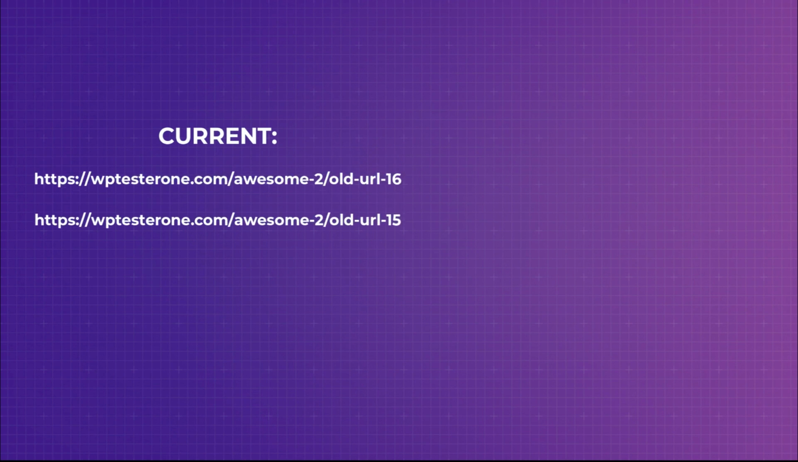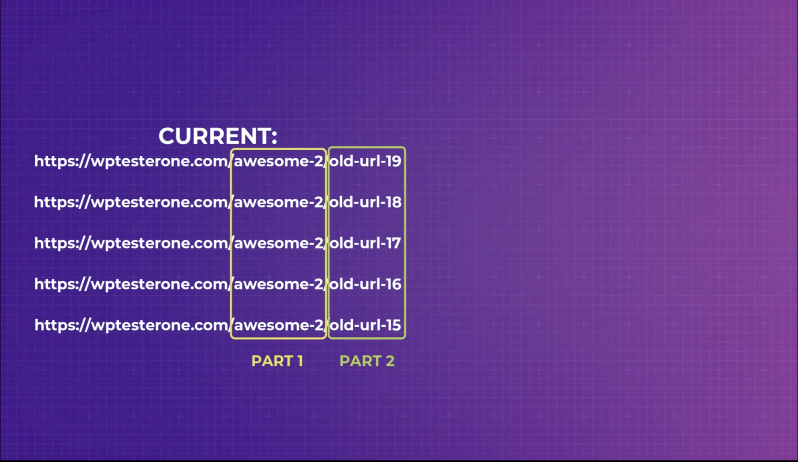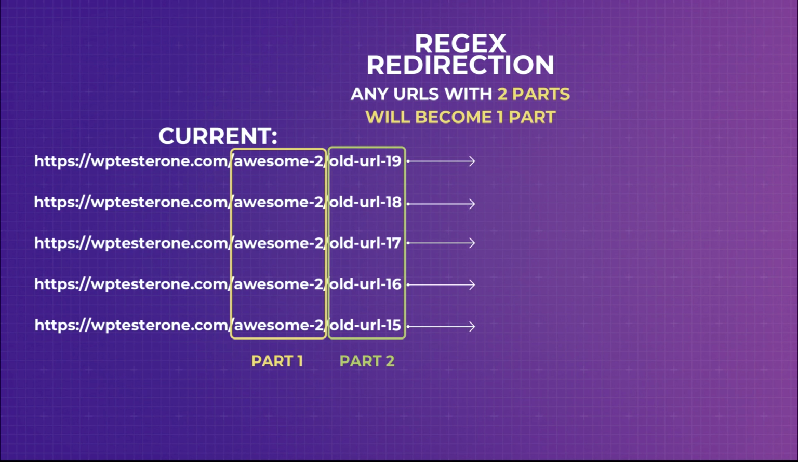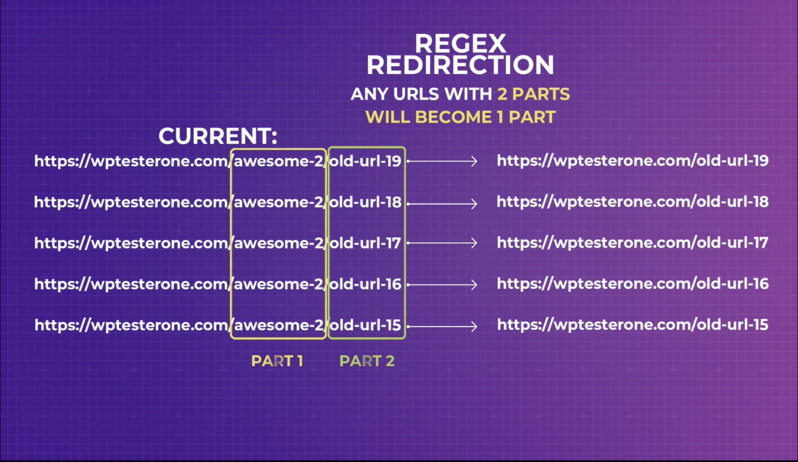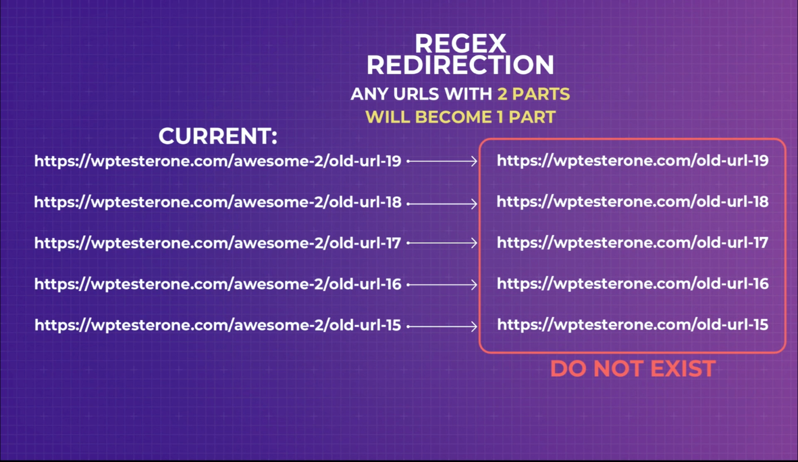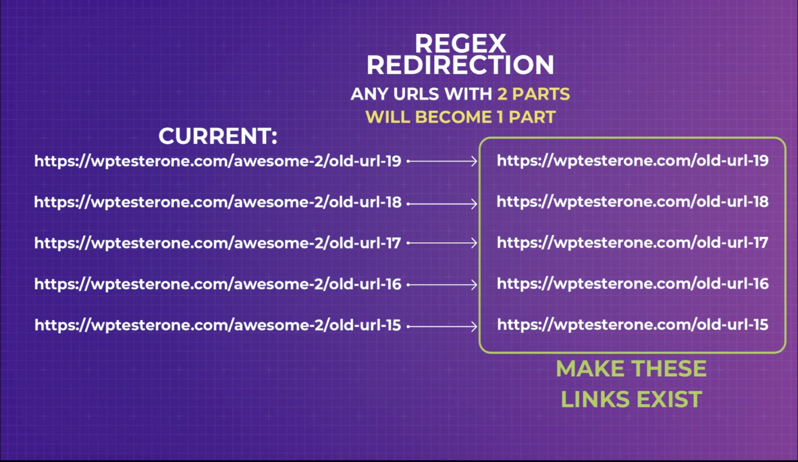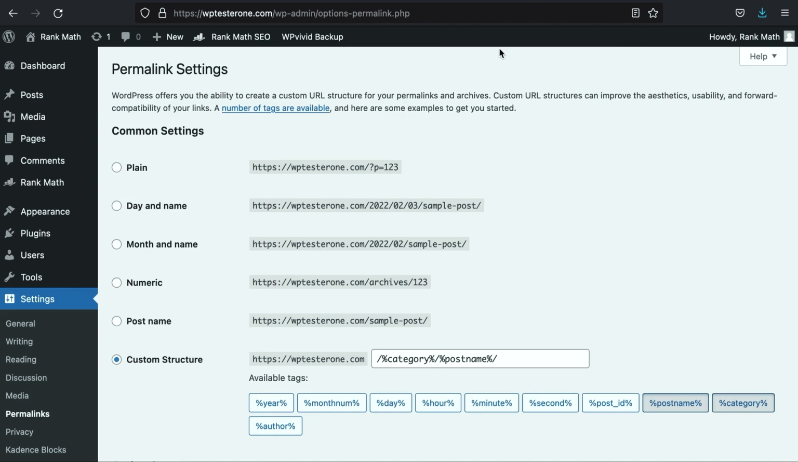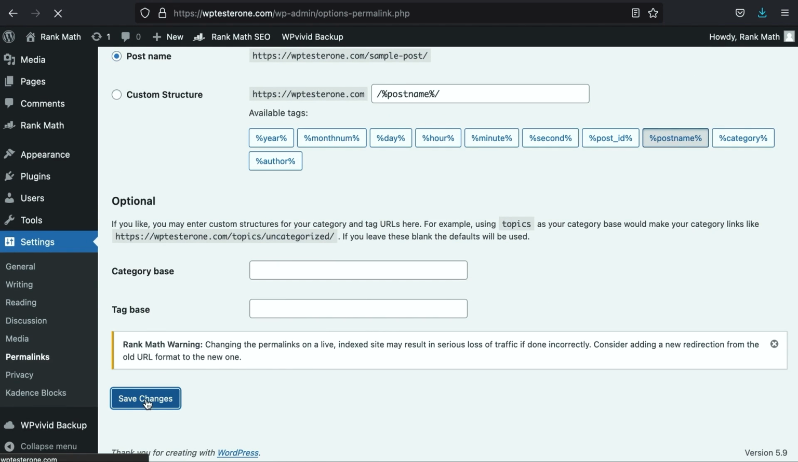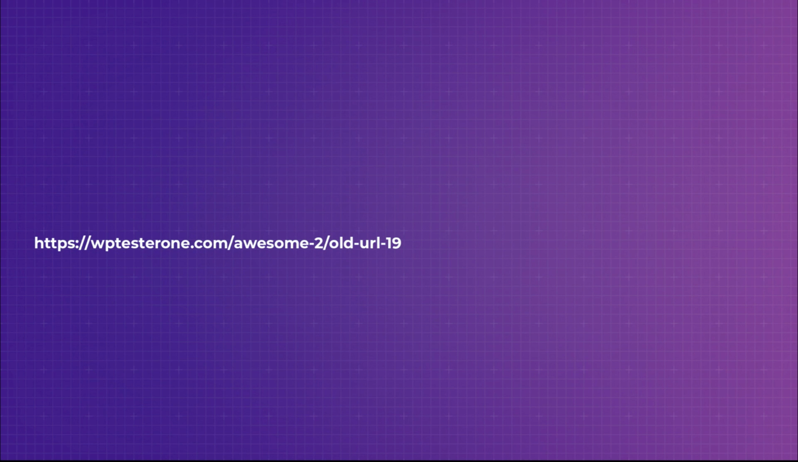But for now, our current URL structure has two parts because we have not changed them. And if we add the regex redirection now, all the existing pages will be pointed to pages that do not exist. So before we save the regex redirection, we have to first change our URL structure so that the destination URL exists. So now let's change the permalink structure of this website to just the post name. And let's save changes. And all the existing URLs, for example this, will now become this.